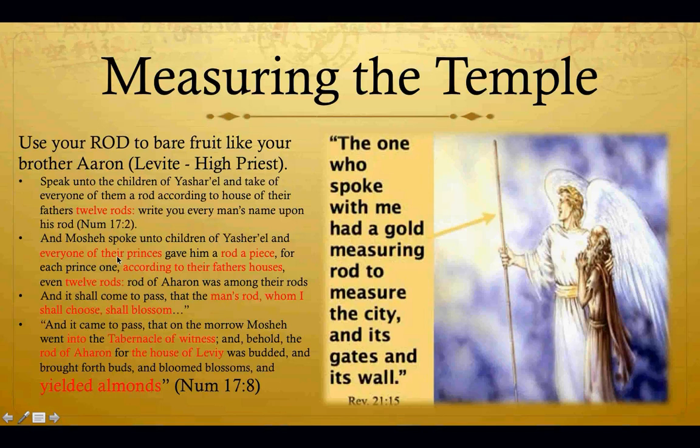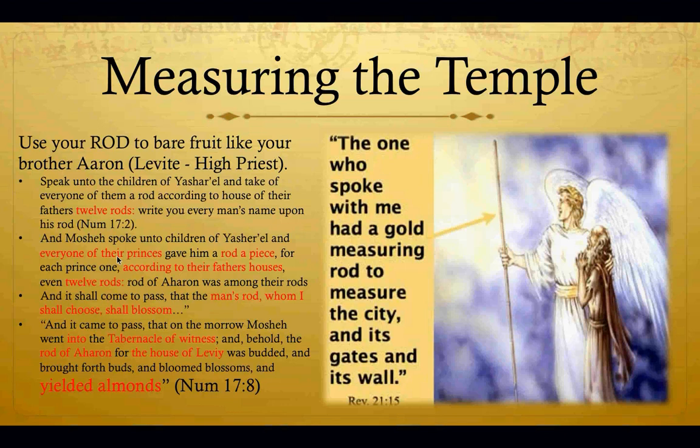It says, speak unto the children of Israel, and take every one of them a rod, according to the house of their fathers, 12 rods. Write you every man's name upon his rod. And Moshe spoke unto the children of Israel, and every one of their princes gave him a rod, one for each prince, according to their fathers' houses, even 12 rods. And the rod of Aaron was among their rods.